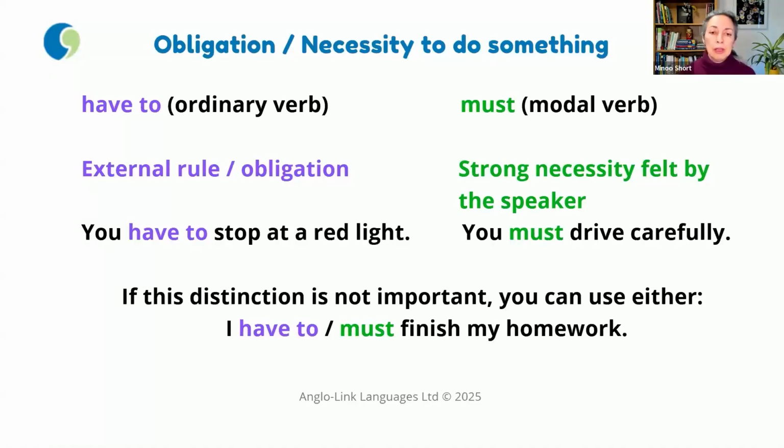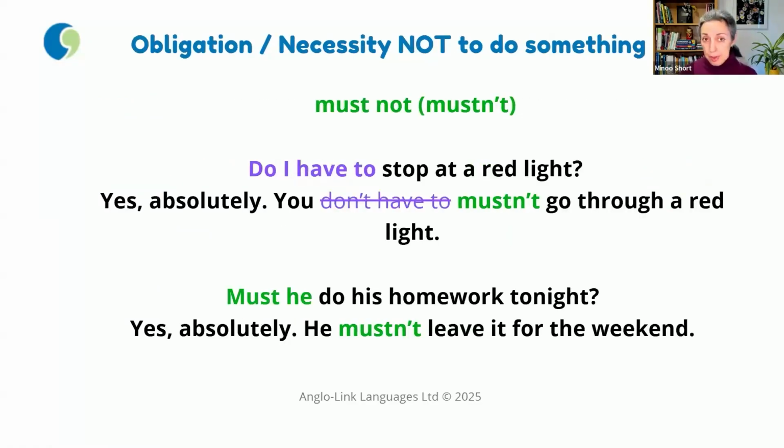Now, if we want to express an obligation, external obligation, or a necessity not to do something, we can only use the verb must in its negative form, must not or mustn't. So if someone asks you whether something is an external rule, for example, do I have to stop at a red light? Yes, absolutely, you have to stop. You mustn't go through a red light.